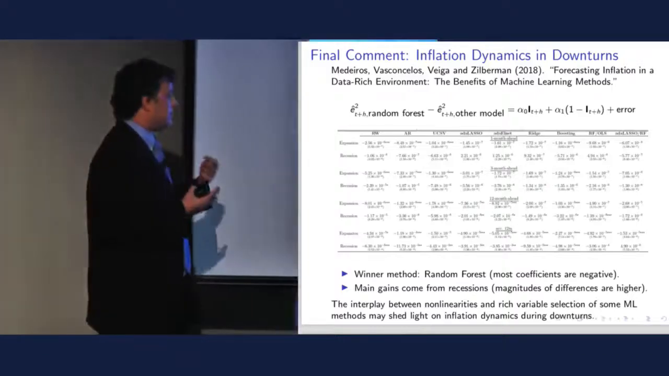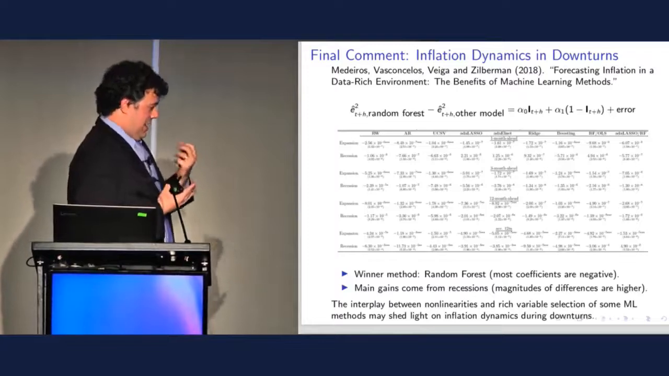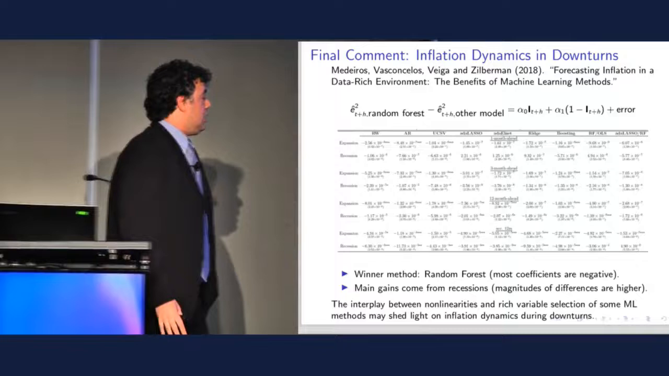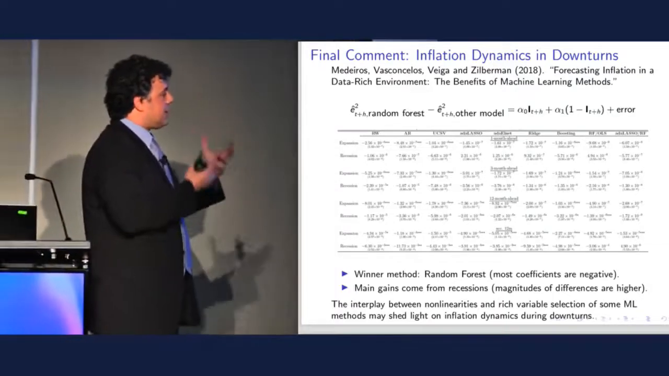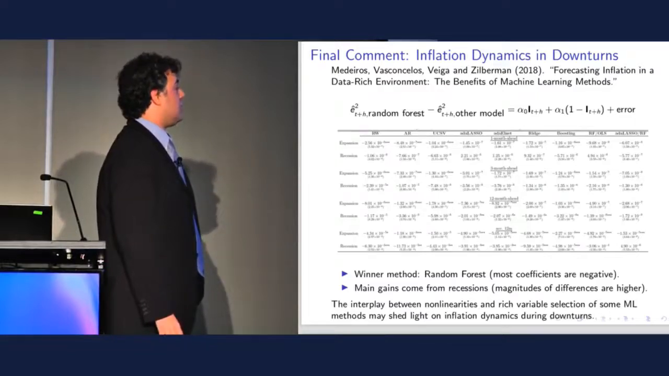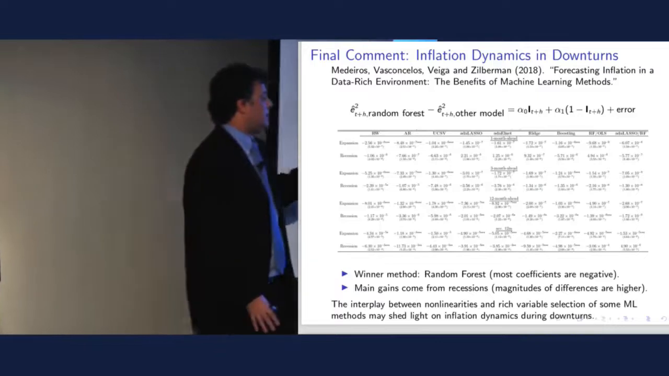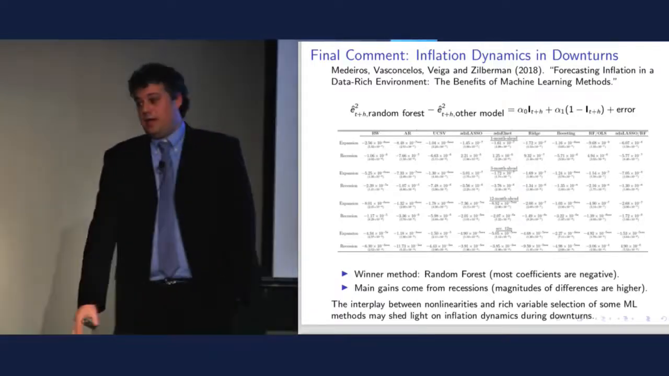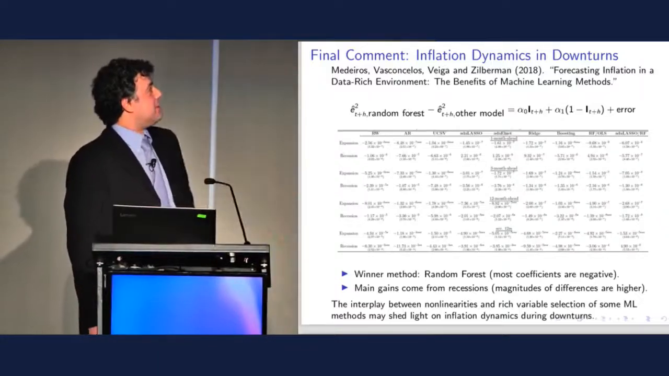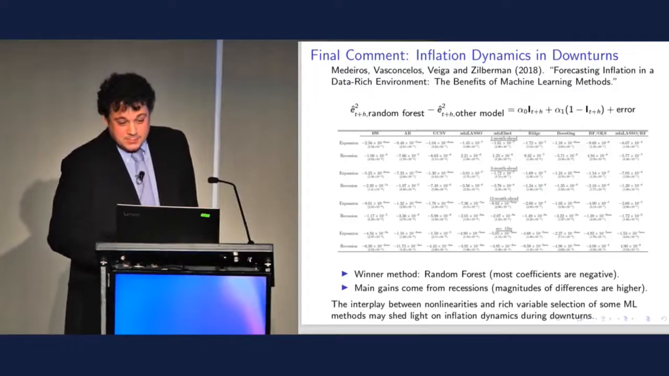I don't know exactly the precise mechanism. We are working on that. We are struggling to understand the precise mechanism that makes this highly nonlinear method beat other methods. But perhaps the interplay between nonlinearity and rich variable selection of some machine learning methods may shed light on inflation dynamics during downturns. So again, that's my job in the paper, as the other guys are a bunch of engineers.